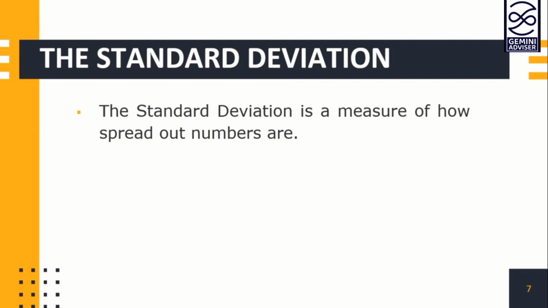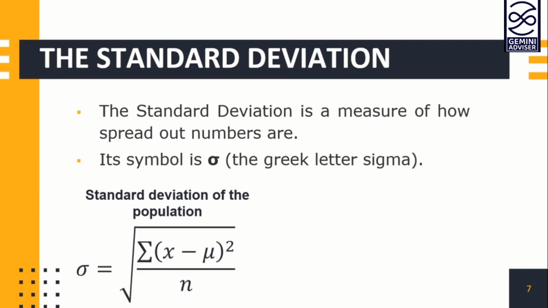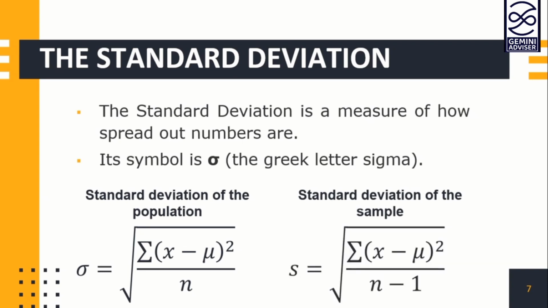And for standard deviation, this is a measure of how spread out numbers are. Its symbol is the Greek letter sigma. To get the standard deviation of the population, we use this formula, or simply get the square root of your variance. For the standard deviation of the sample, we use only the small letter s, without the square, or simply get the square root of the formula for the variance of the sample.